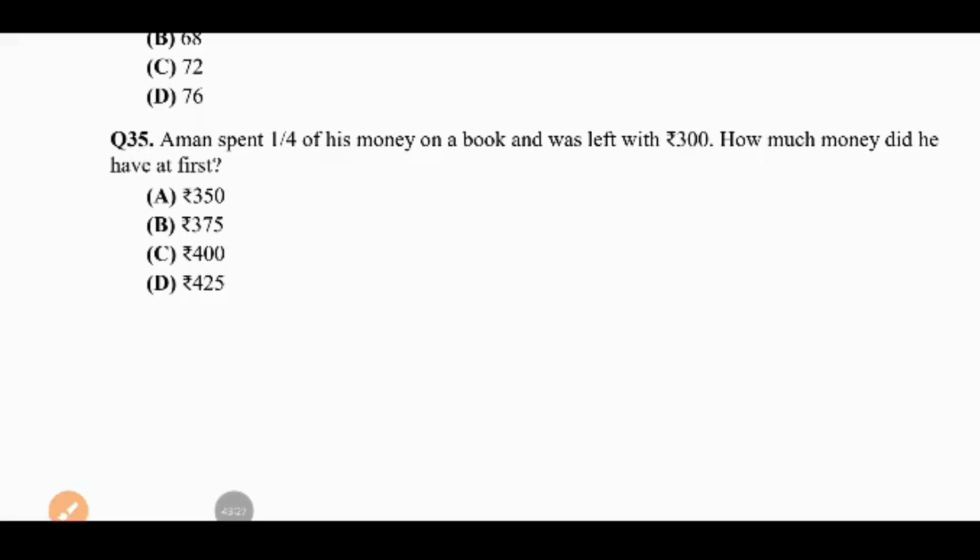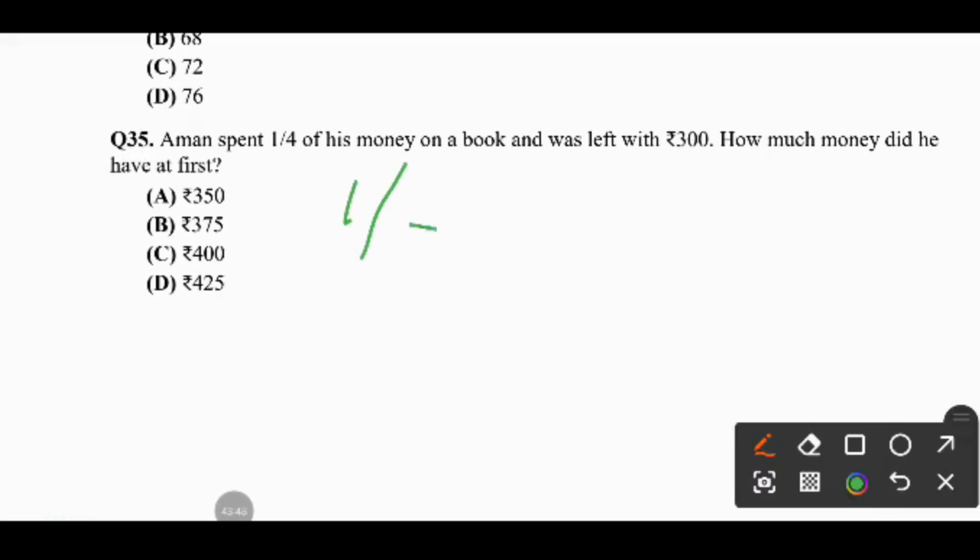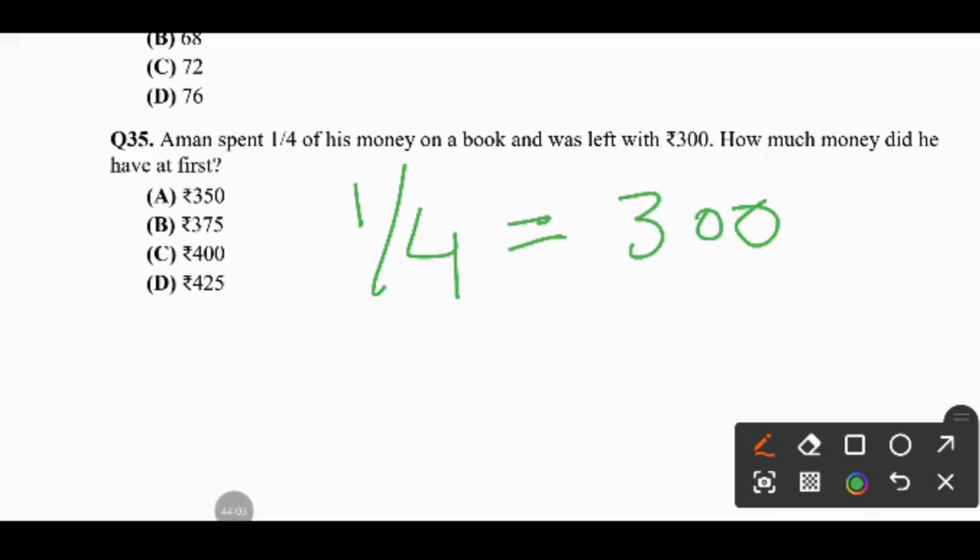Question number 35. A man spent one fourth of his money on a book and was left with rupees 300. How much money did he have at first? So we do not know the number. We know how much is spent on the book and what is the amount he is left with. If he spent one fourth, he is left with 300 rupees from the total.